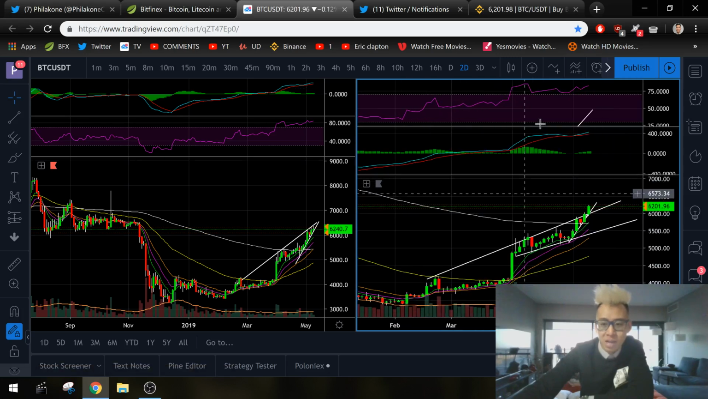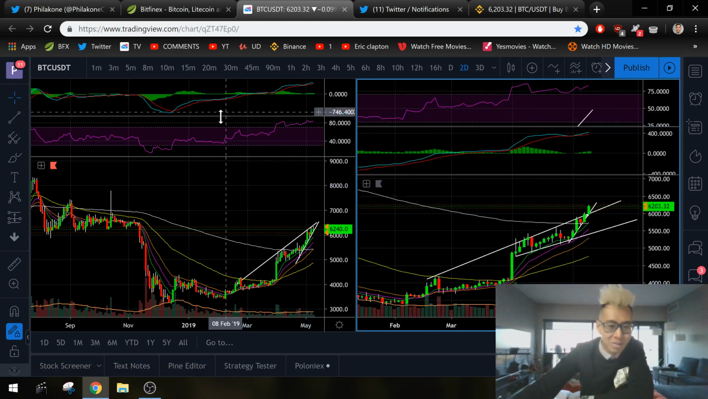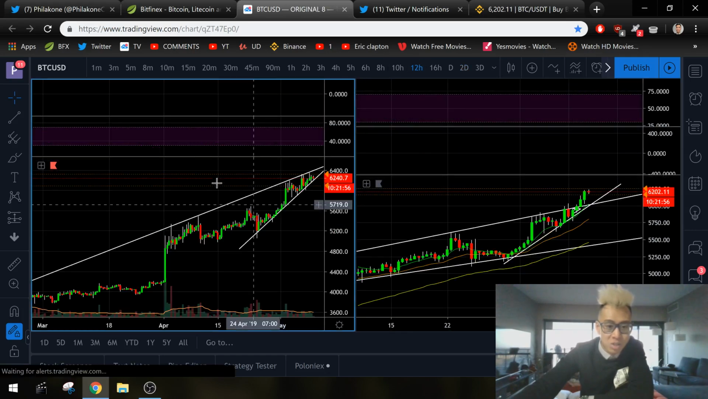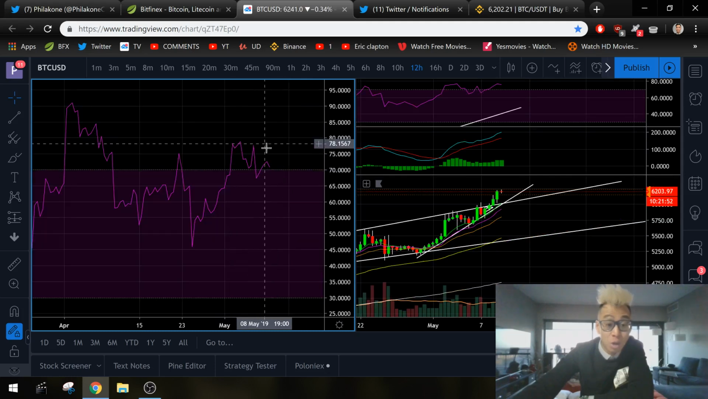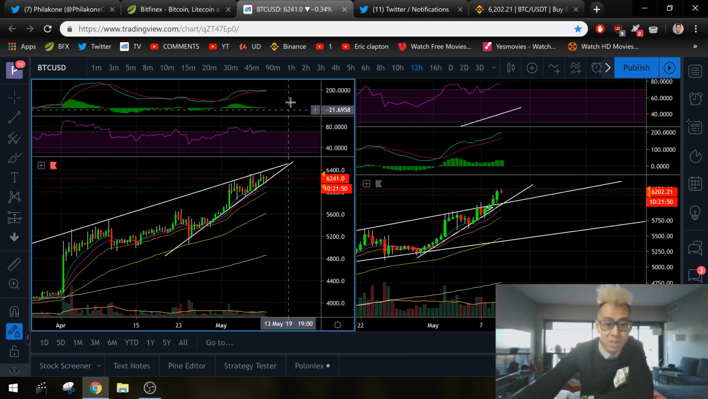Don't mind the RSI there. One's a lot higher there. It's all right, I guess. So let's take a look at a 12-hour chart here as well. The 12-hour chart is looking bad for the bulls. Lower highs every single time.